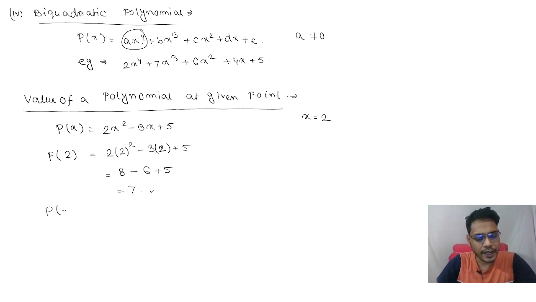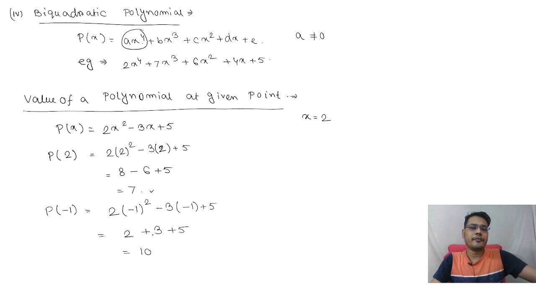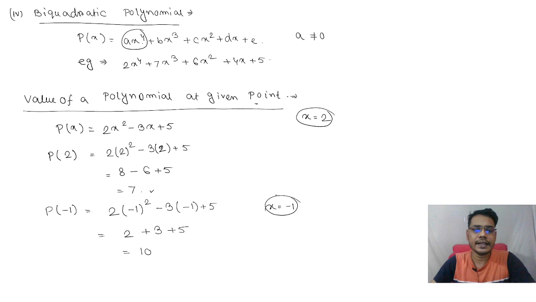Now if it is asking to find p(-1), so x is minus 1. So 2 times (-1) squared minus 3 times (-1) plus 5. So it will be 2 plus, minus minus, that means plus 3, plus 5. So the value is 10. So if the value of x is given, you can find the value of a polynomial. If any point is given, here the point is given that x is 2, here the point is given that x is minus 1, you can find the value of the polynomial.